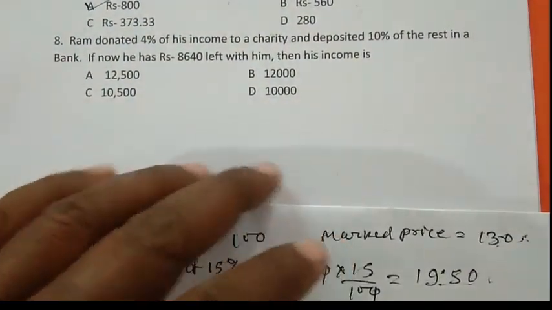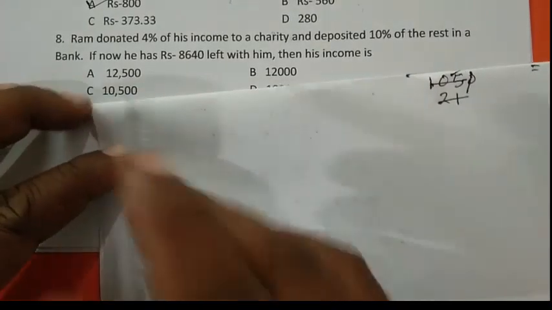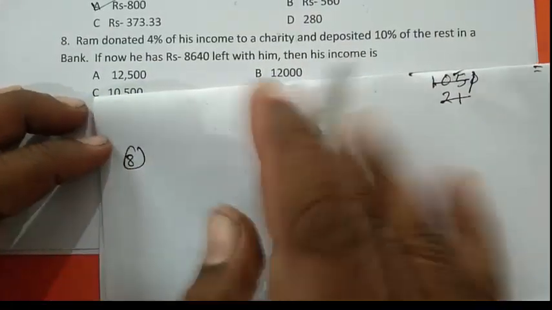Question number 8. Ram donated 4% of his income to a charity and deposited 10% of the rest in a bank. If now he has rupees 8,640 left with him, then his income is.